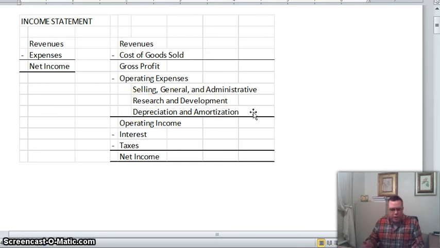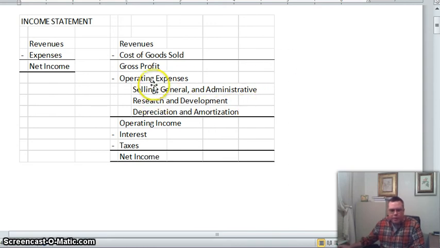If Coca-Cola goes out and does marketing research to try to figure out a better tasting soda pop that people want to buy more, you can't really tie that down to any one can of Coke, but that's an expense. Depreciation, amortization, that has to do with writing off capital expenditures. We don't need to talk more about that.